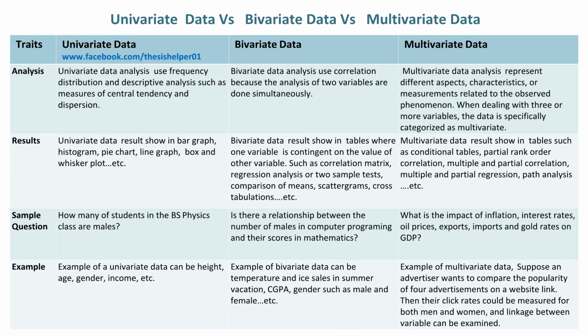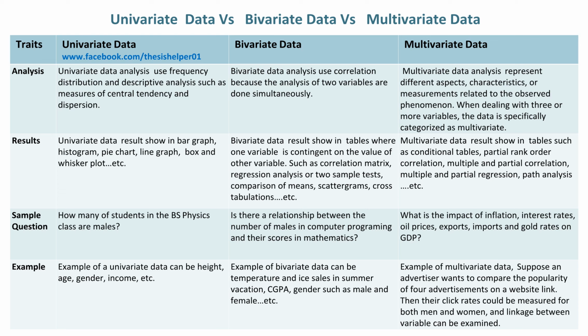Univariate data analysis uses frequency distribution and descriptive analysis such as measures of central tendency and dispersion. Whereas bivariate data analysis uses correlation because the analysis of two variables is done simultaneously. Whereas multivariate data analysis represents different aspects, characteristics, or measurements related to the observed phenomenon. When dealing with three or more variables, the data is specifically categorized as multivariate.